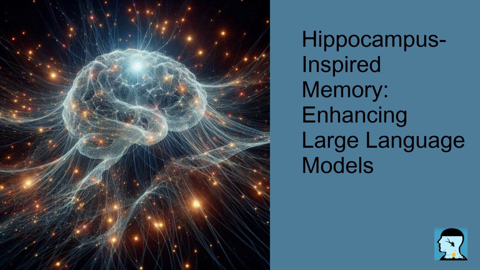HippoRAG's single-step, multi-hop retrieval, powered by the Personalized PageRank algorithm, dramatically enhances performance in multi-hop question answering tasks. Its cost-effectiveness, scalability, and adaptability make it a transformative tool for advancing large language models and their applications. This framework unlocks new possibilities in diverse fields. By incorporating human-like memory into AI systems, HippoRAG empowers them with continuous learning capabilities, paving the way for more sophisticated and intelligent applications.